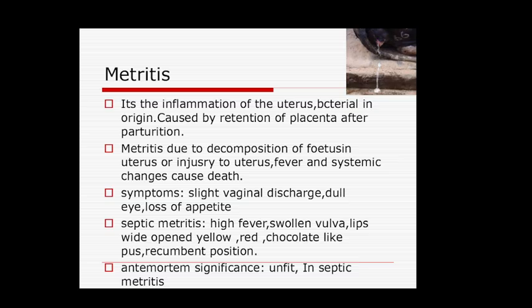Symptoms are slight vaginal discharge, dull eye, loss of appetite, septic metritis, high fever, swollen vulva, lips wide open, yellow-red chocolate-like pus, and recumbent position.